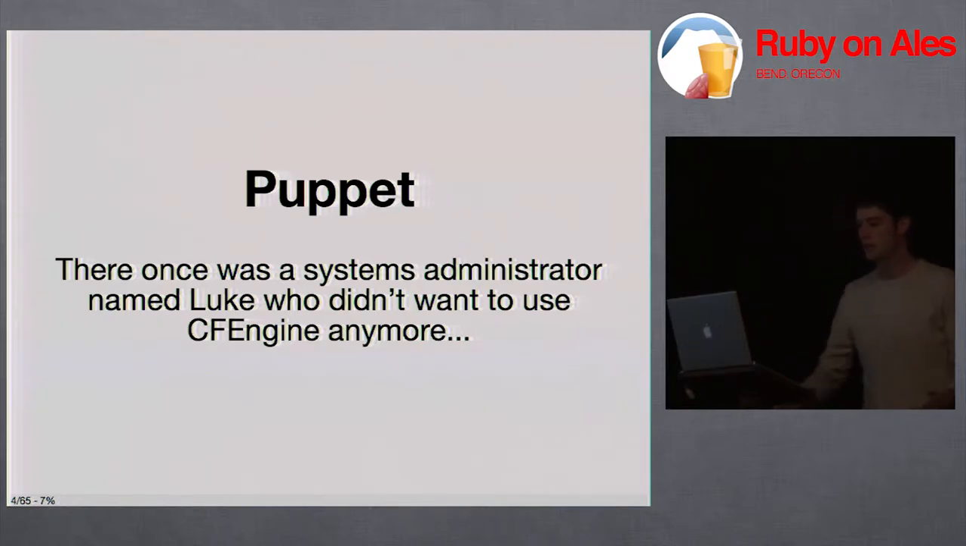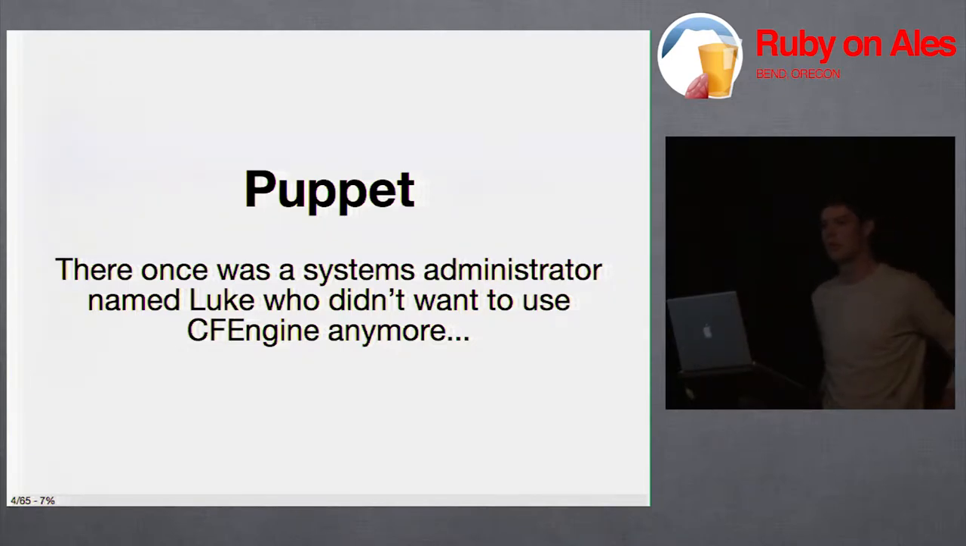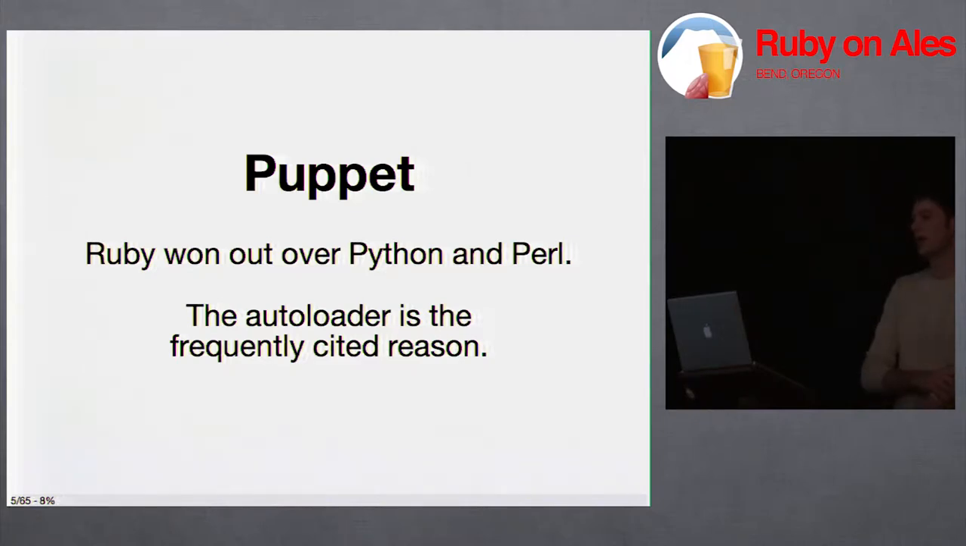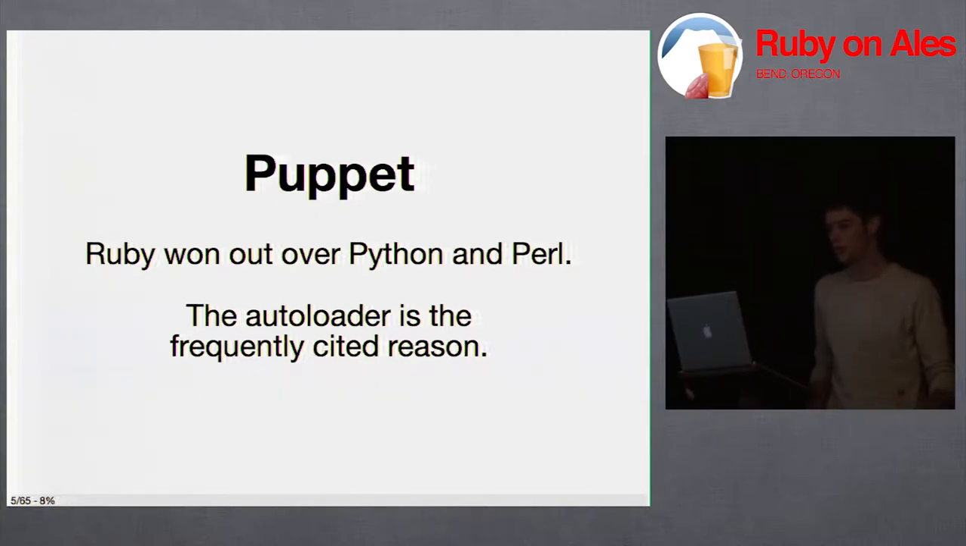So he set out to write a new configuration management system that was data-driven and relied less on diffing of files and applying patches and more about managing whole resources. And Ruby ended up winning out as the implementation language because Perl was already kind of over the hill and Luke couldn't figure out how to get the auto-loading behavior he wanted out of Python.